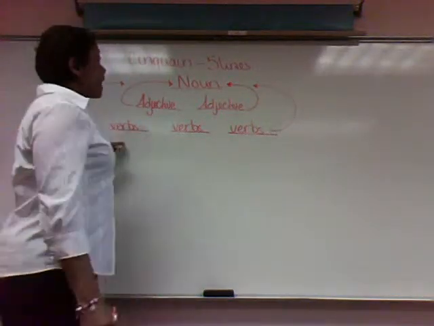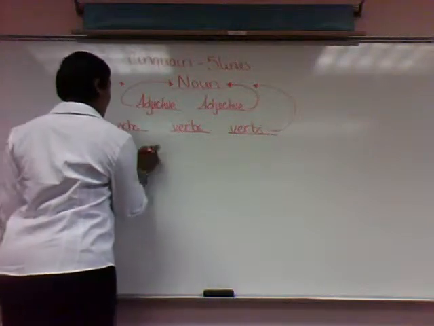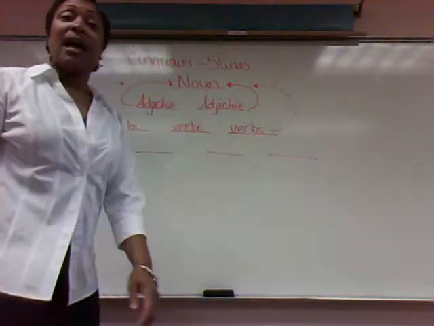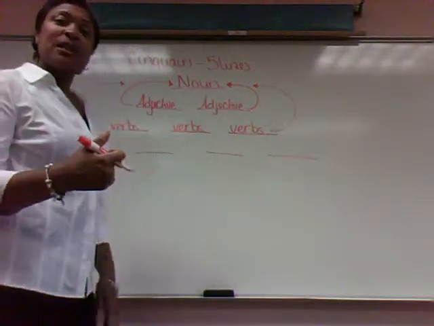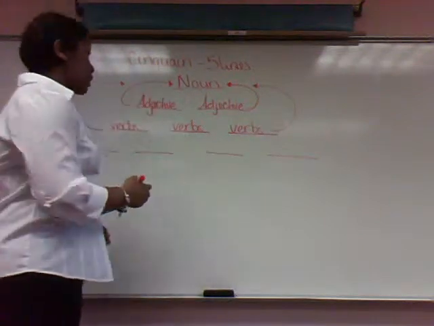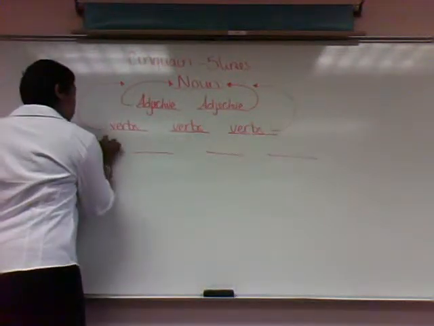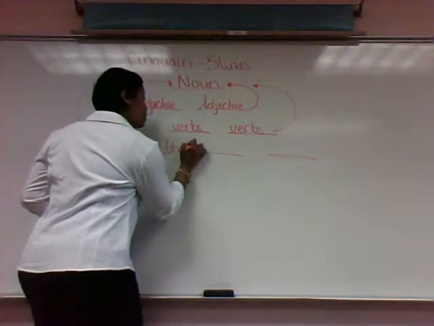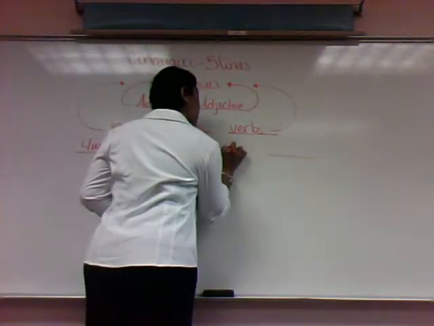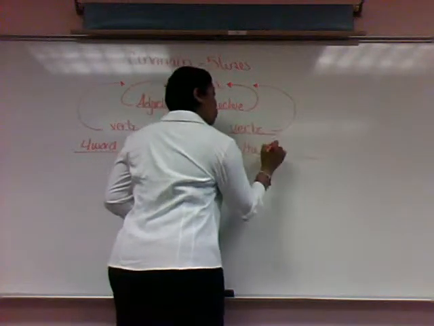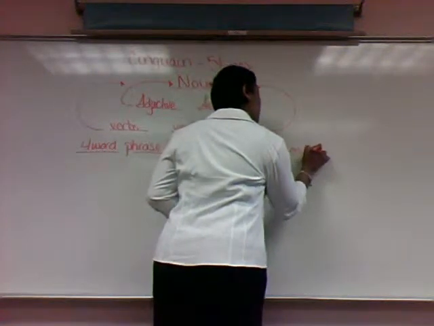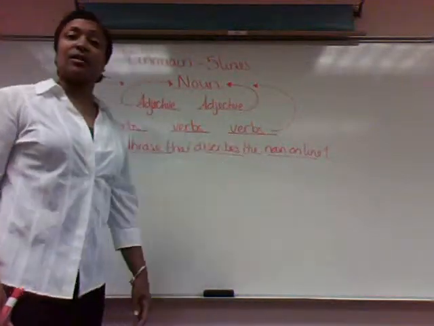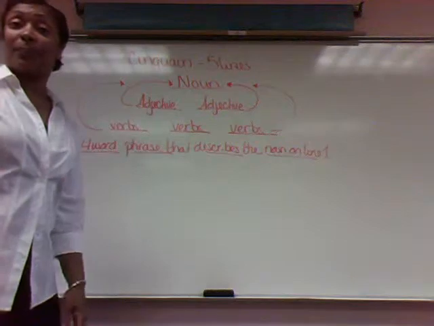Line 4. We now have 4 words. Go from 1 to 2 to 3 to 4. These 4 words are a phrase. And what this phrase does is it describes the noun. So it is a 4-word phrase that describes the noun on line 1.